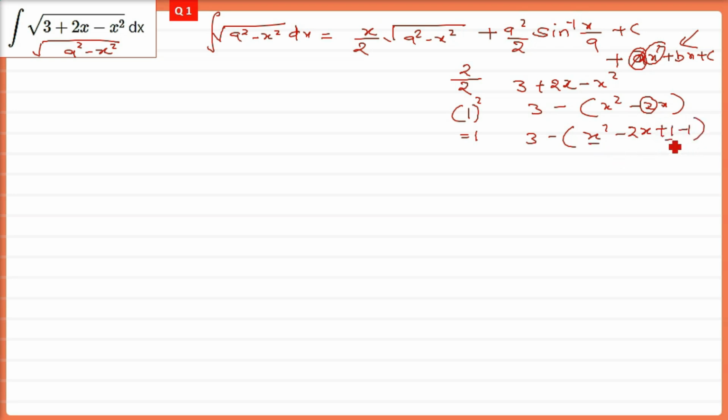So this is a square plus b square minus 2ab. That means it's x minus 1 whole square. What is remaining? Minus 1, negative 1. But remember, it is preceded by 3 minus. So just open it up. And when you open it up, it will be 3 minus x minus 1 whole square plus 1. Minus minus will be plus. So 4 minus x minus 1 whole square has come.